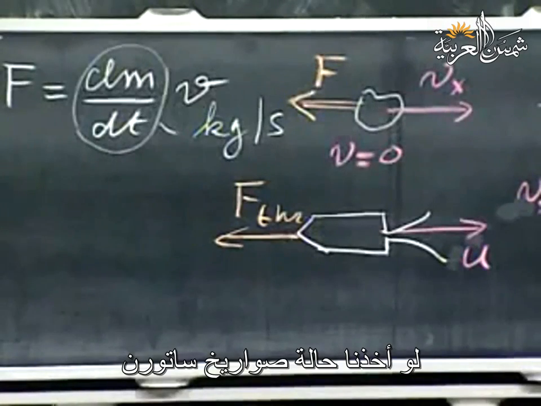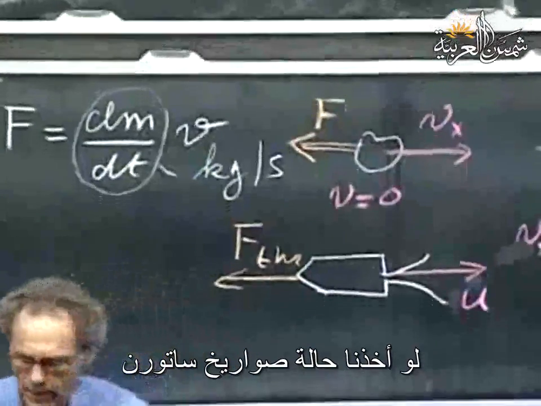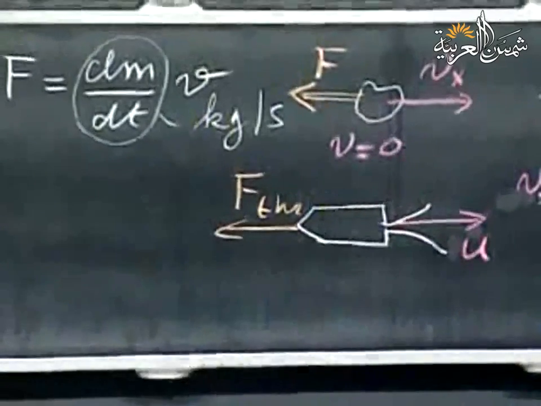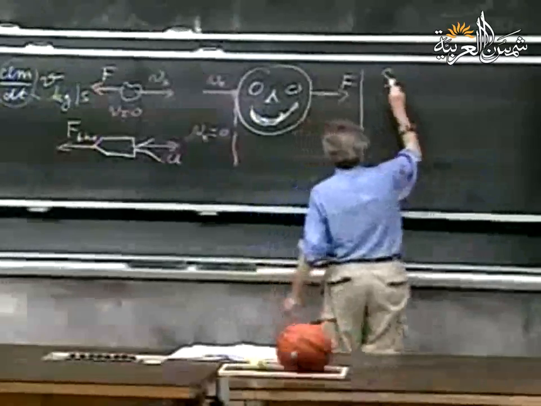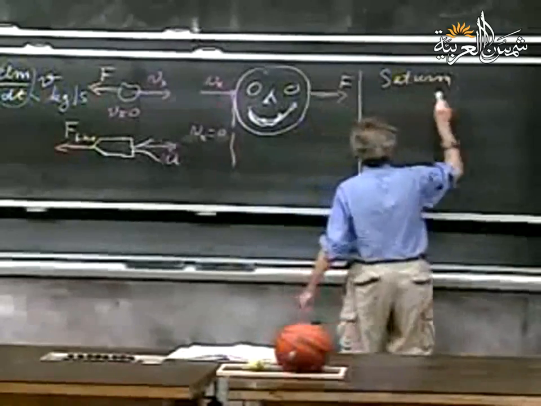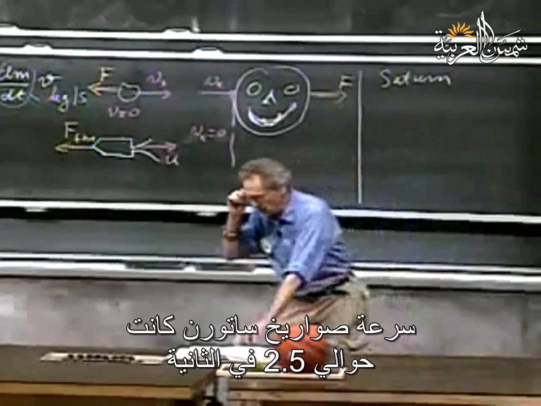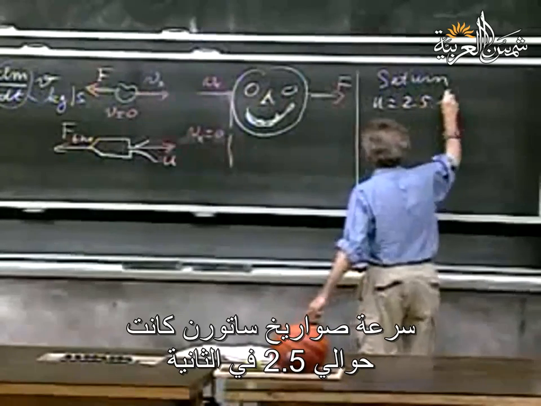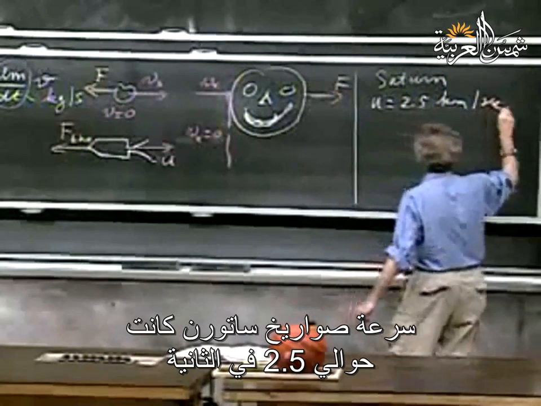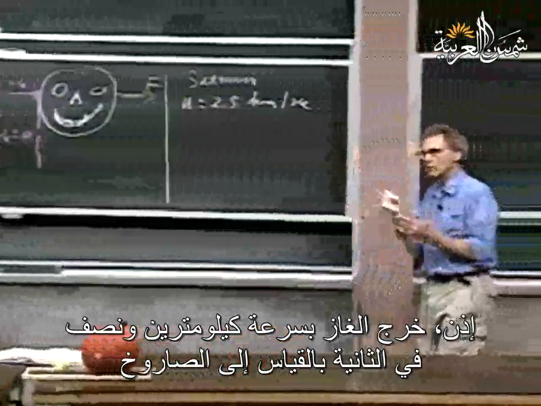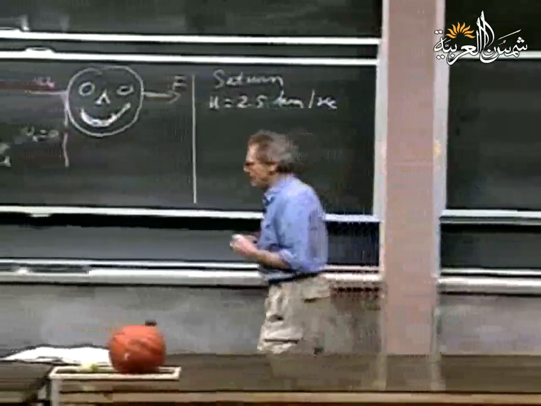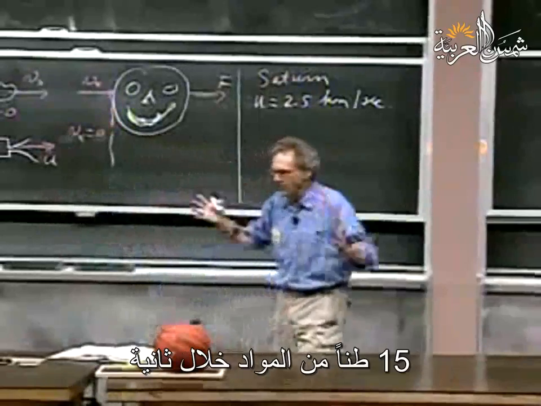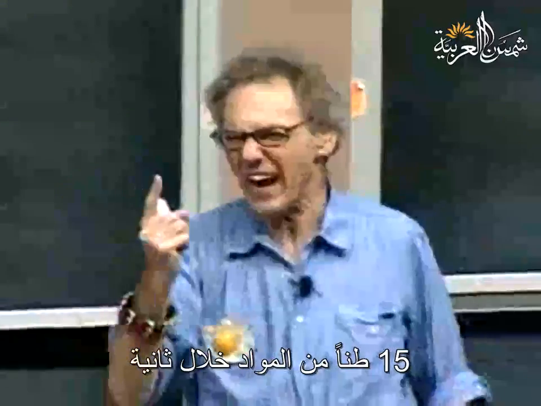If we take the case of the Saturn rockets that were used for the landing on the moon, the speed u was about 2.5 kilometers per second. So the gas came out at 2.5 kilometers per second relative to the rocket. And the rate at which this gas was coming out is phenomenal: 15 tons of material per second.